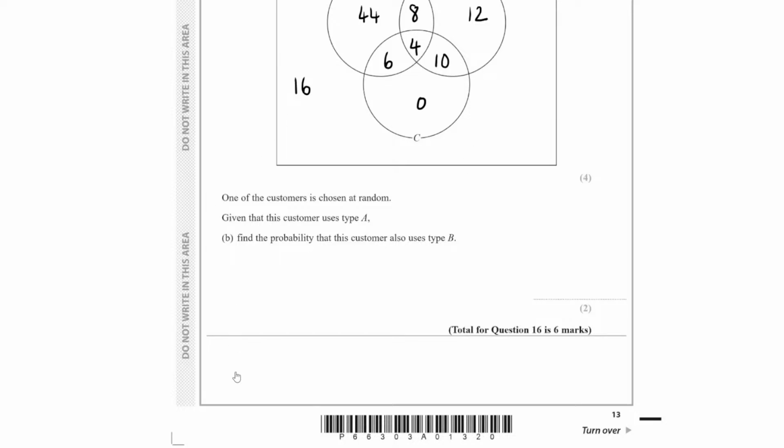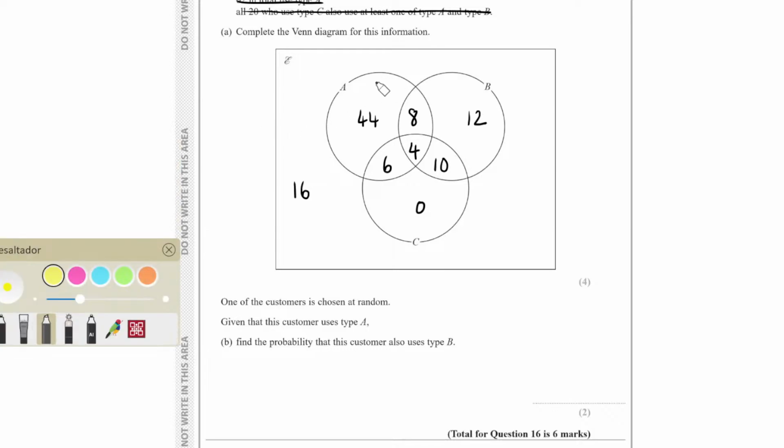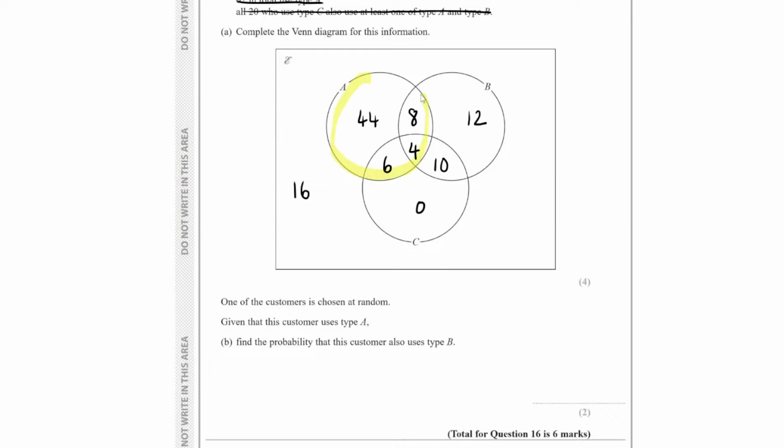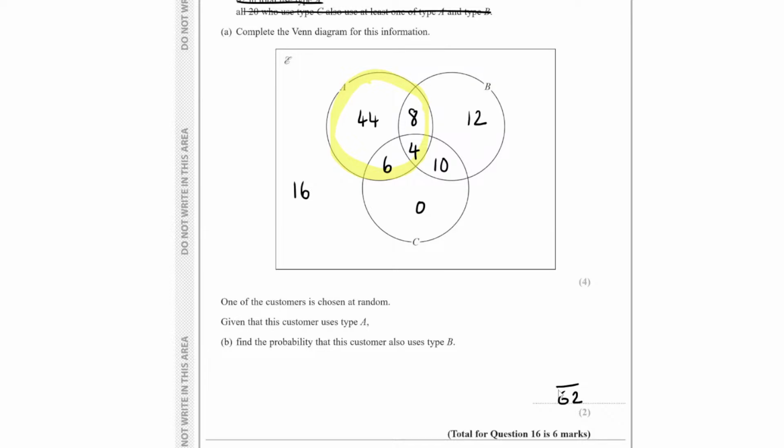Okay, now we can use this Venn diagram. One of the customers is chosen at random. Given that this customer uses type A, so given that it's already someone from the type A bubble, find the probability that this customer also uses type B. So what we're saying is we're isolating just the A bubble. Given that they're already from A, they said 62 people, wasn't it? See how your denominator would be 62 and not the whole 100? Because we're saying given that they're already from A, what is the probability that they are also type B?